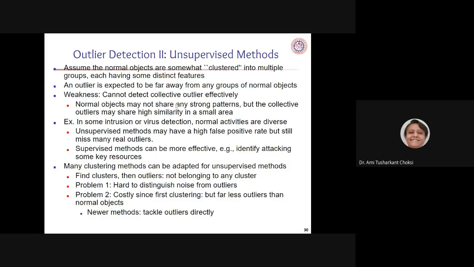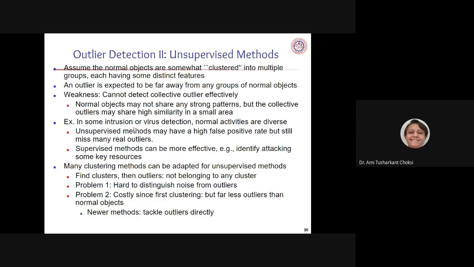Normal objects may not share any strong patterns, but the collective outliers may share high similarity in a small area. Normal objects submit, appear in the mid exam, attendance more than 50%, something like that. What we want to say is, normal objects may not share any strong pattern. It is a normal pattern, right? But the collective outliers may share a high similarity pattern in a small area, right?